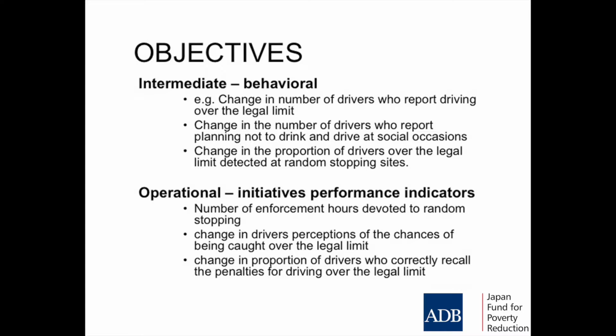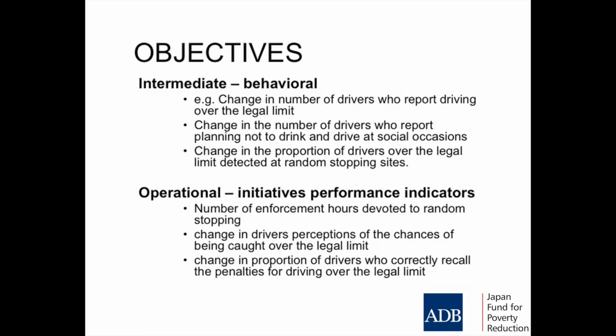The second level are intermediate or behavioural objectives, and this should be the core of your objectives. What behaviours are we going to change? And I've got some examples there. The change in the number of drivers who report driving over the legal limit. That's a self-reported behaviour, but it's still a useful one. We know when people self-report, they exaggerate how good they are. So we wouldn't use that measure on its own, but it's a useful one.